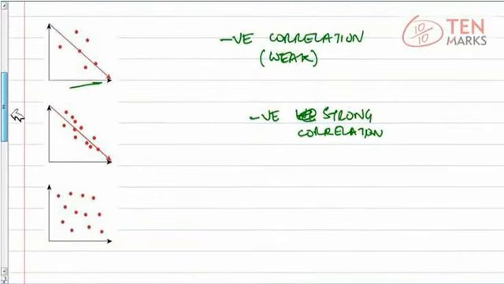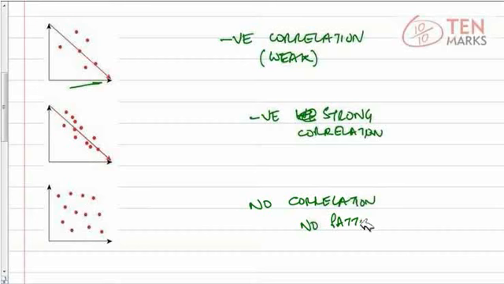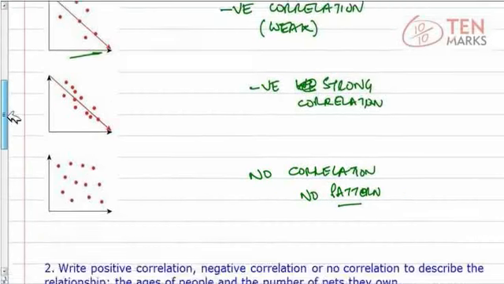Let's see if there's any more. Oh yeah, this one. I can't figure it out. x seems to be increasing and y decreasing, but then x increases, y also increases. So there is no correlation here. It just doesn't make any sense. There is no pattern, right? So this says no correlation. Let's see what else we have to do.